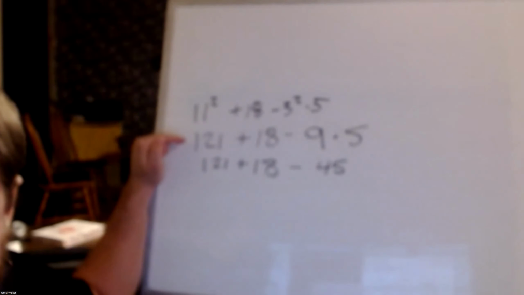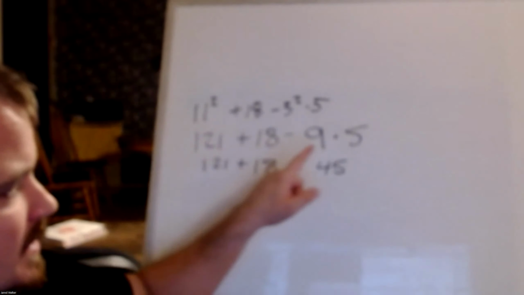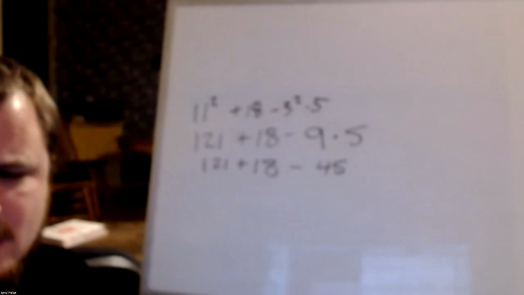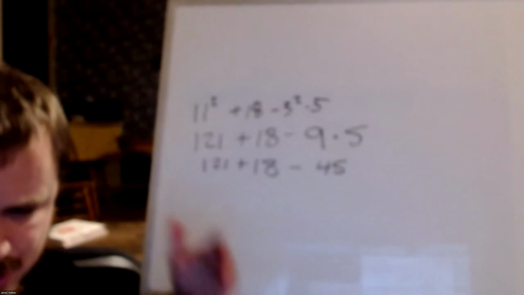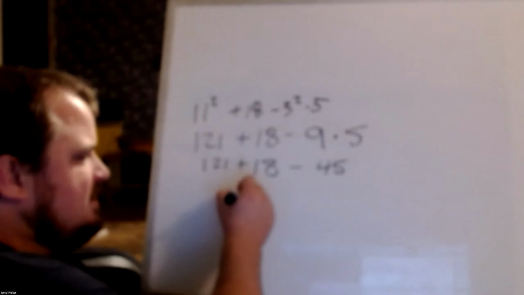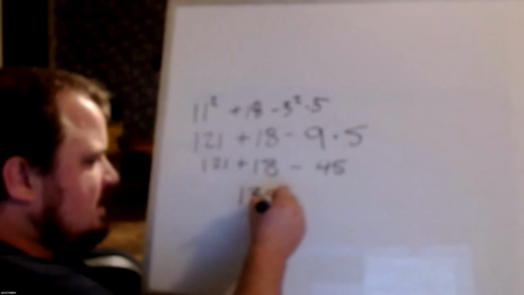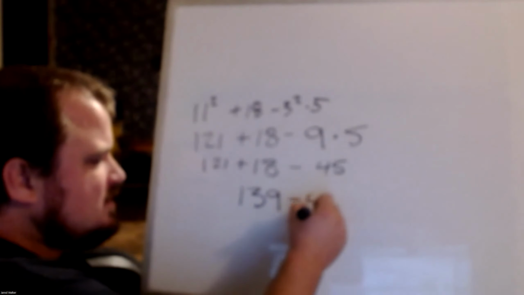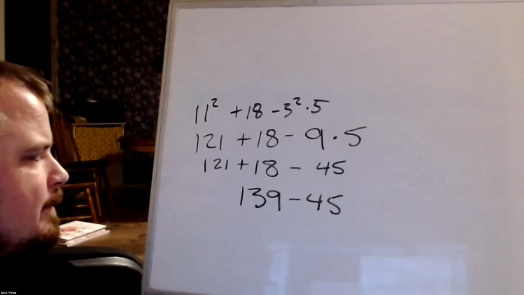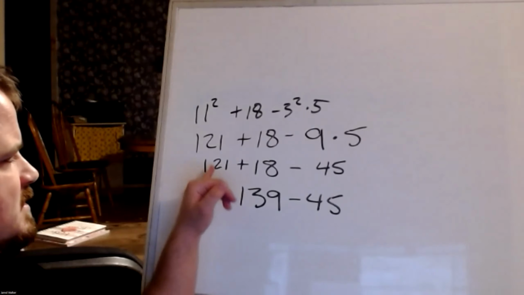So again, I don't want you to plug this whole thing in the calculator, but if you use a calculator to do 11 squared and get 121, that's perfectly fine. If you need a calculator, do 9 times 5 to get 45. I'm fine with that. So now that we're just on addition and subtraction, we can work from left to right. So 121 plus 18 is going to get us 139, and then minus 45.